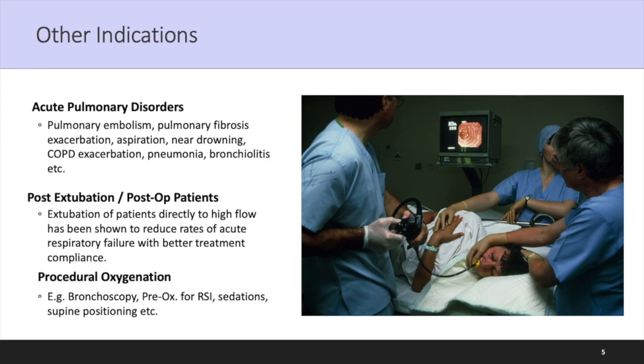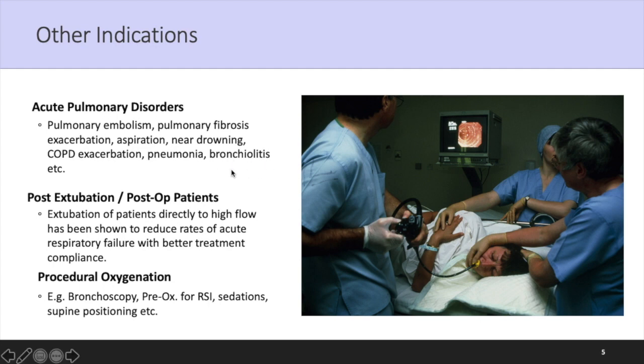There's other indications. So you have a patient coming in with pulmonary embolism. You have the pulmonary fibrosis patient who's having an exacerbation. Sometimes we'll give this to patients who have aspirated either gastric contents, but they're still protecting their airway. Or this is also huge in COPD exacerbations, right? Because we're able to reduce the amount of CO2 that the patients are rebreathing, try and get their PaCO2 down.